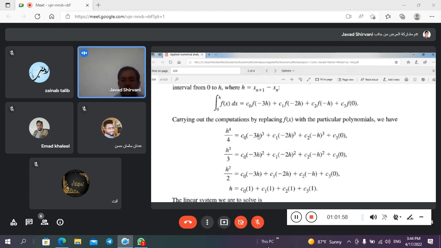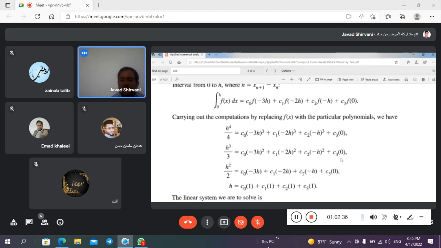h4 divided by 4 equals c0 (minus 3h)3 plus c1 (minus 2h)3, and so on, and this gives us an equation. If we replace the function f with h2, the analytical solution of the left side of this equation is h3 divided by 3, and the right side becomes c0 (minus 3h)2, c1 (minus 2h)2, and as follows.